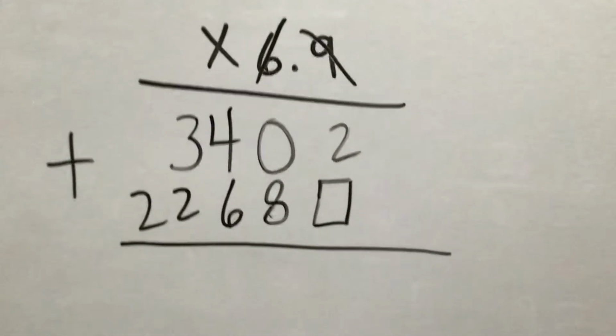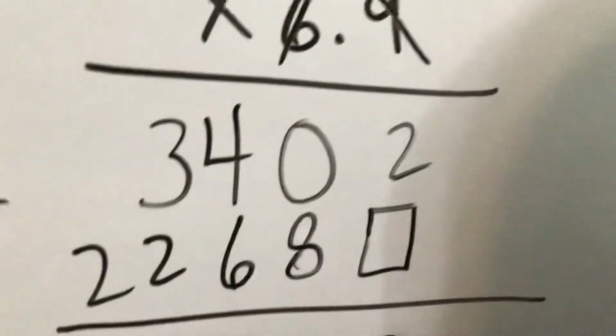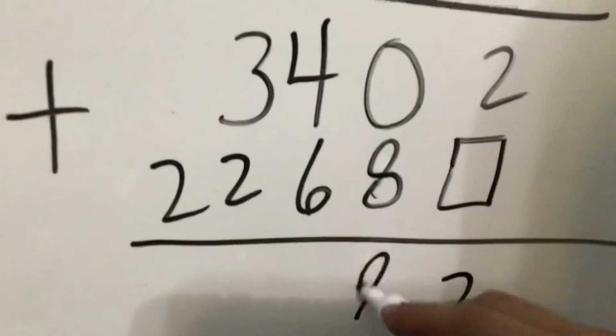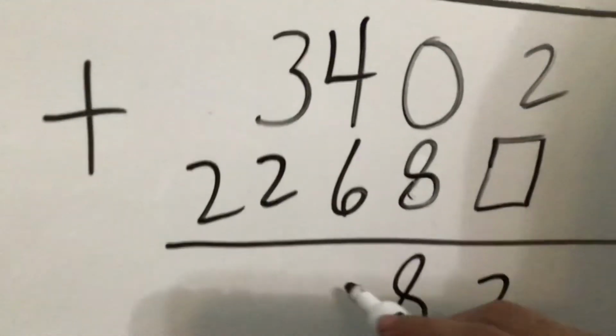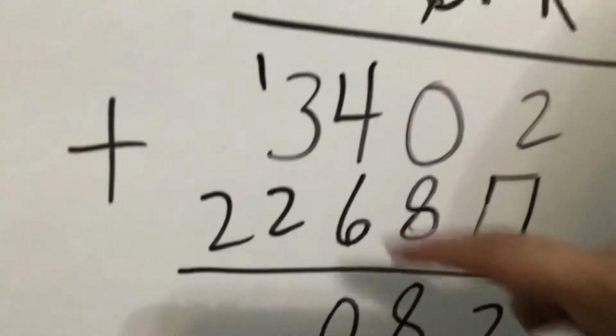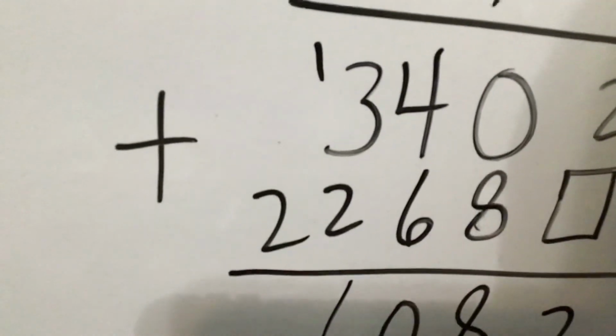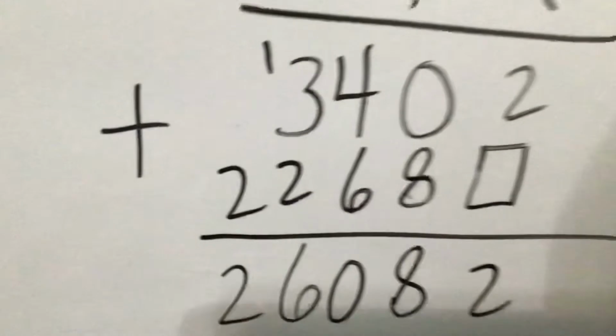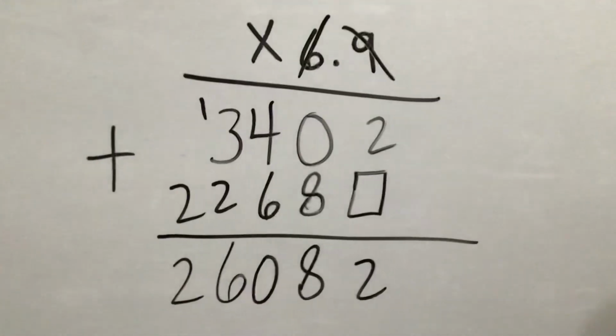We still ignore the decimals for now. So 2 plus 0 is 2. 8 plus 0 is 8. 4 plus 6 is 10. Carry the 1. 4 plus 2 will be 6. And drop the 2. Now we have to deal with the decimals.